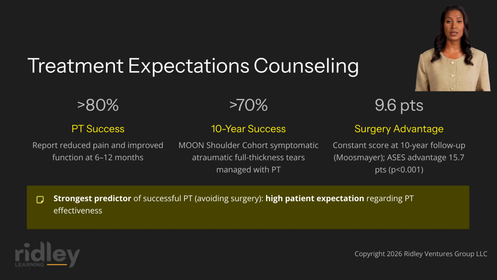The Moon Shoulder Perspective cohort showed that physical therapy was successful in more than 70% of patients at 10-year follow-up, with low expectations regarding physical therapy effectiveness being the strongest predictor of early surgery.